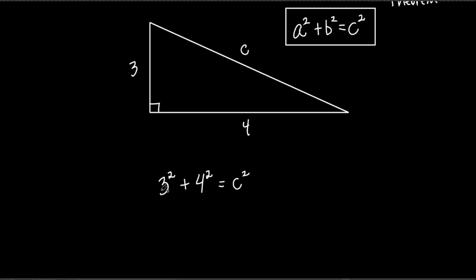So let's do that. Let's figure out what this stuff is right here. 3 squared. What's 3 squared? 9. Plus, what's 4 squared? 16. And that should equal c squared. Let's do the rest of it. 9 plus 16? It's 25. Okay, equals c squared. Does that mean the length of this is 25? No, it doesn't.